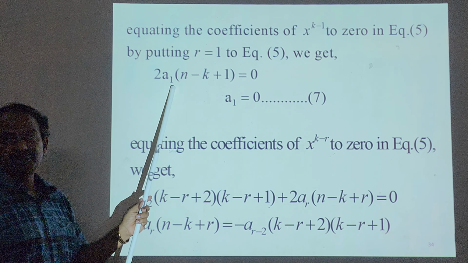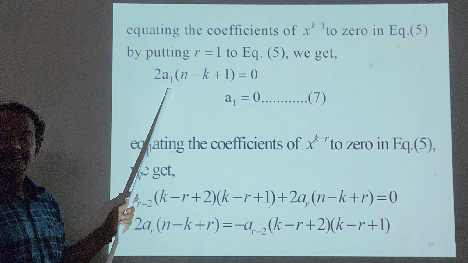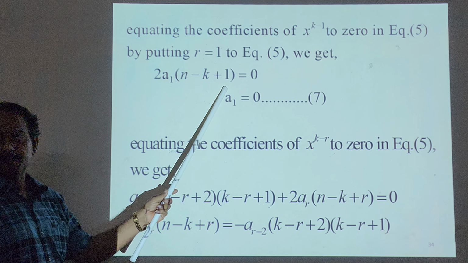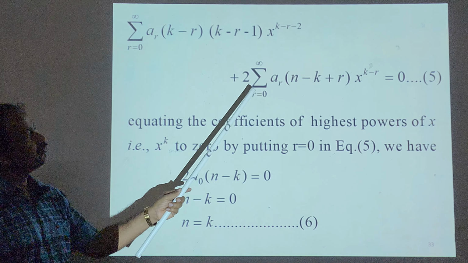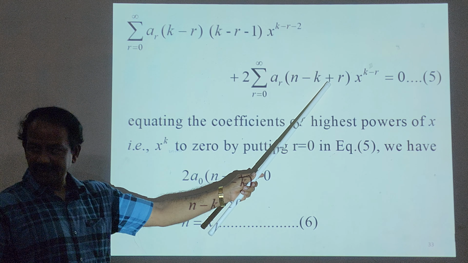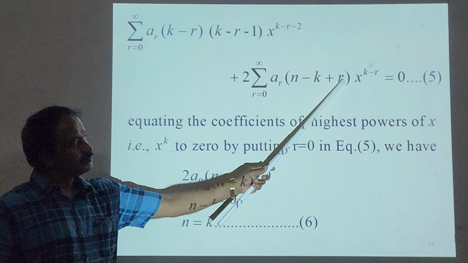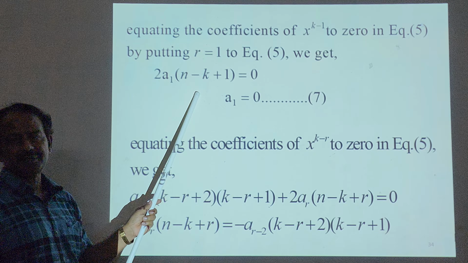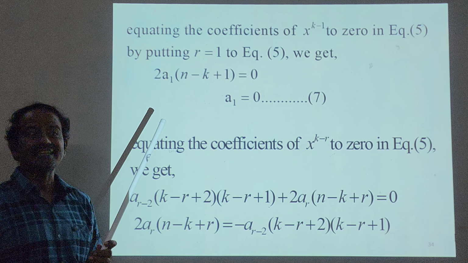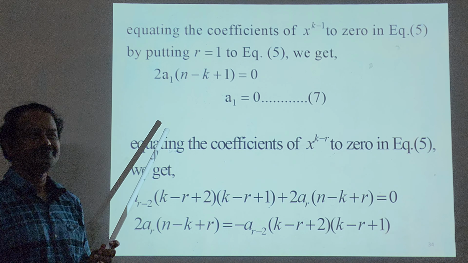Again this term alone will exist. Is it okay? So you will get only 2a1, r equals 1. So 2a1 n minus k plus 1 equals 0. I repeat. See here, this becomes a1 n minus k plus 1 multiplied by x to the power k minus 1. So we will get this expression. So this says clearly that a1 equals 0. Second term, a1 equals 0.